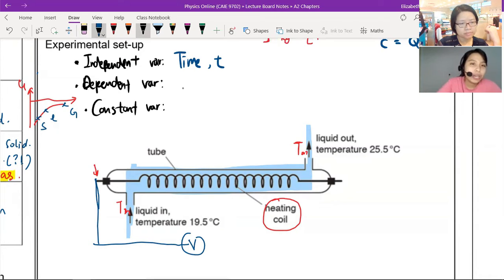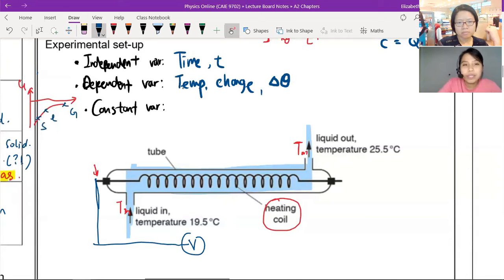Then the dependent variable is what changes in response over time. So that will be the temperature that you measure, liquid in, liquid out. Okay, what's the temperature change? So let's write that there, temperature change, delta theta.